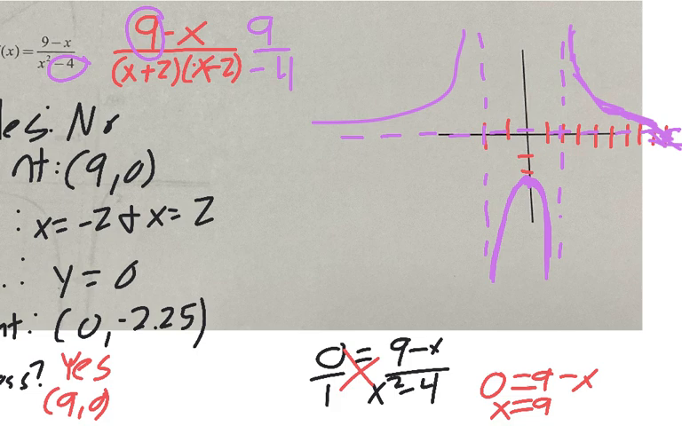Does it not cross because we don't have an x-intercept? Correct. And because I didn't find another place that it crossed. So if I don't find it crosses there, it can't cross.